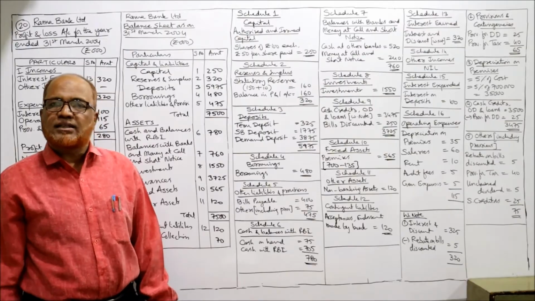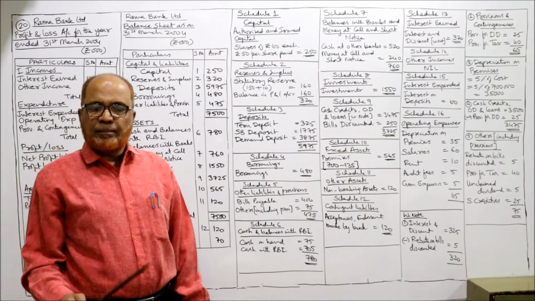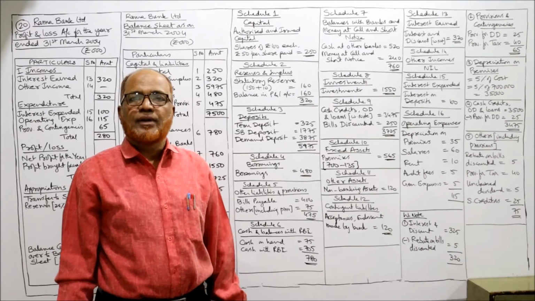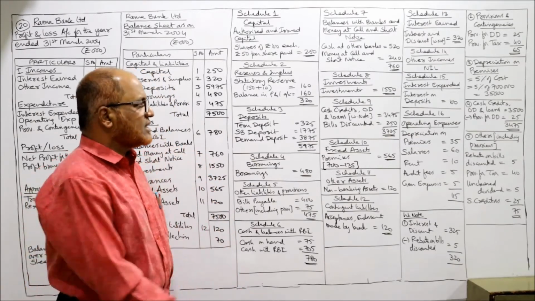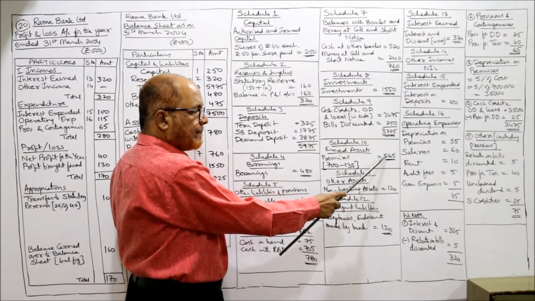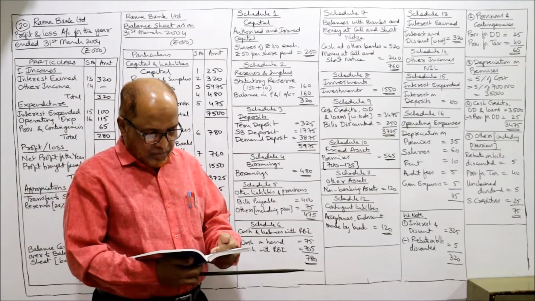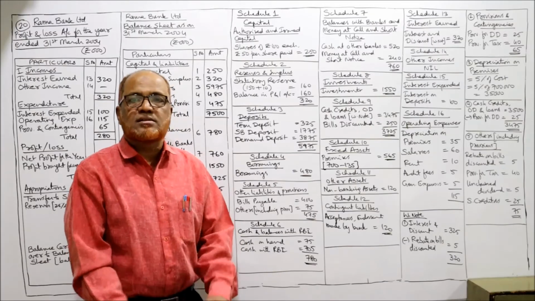पहले WDV 600 था. At the beginning of the year, WDV was 600. Current year, how much depreciation? 35. So 600 minus 35, 565. Here you can see 565. This is the rate. Next one is provide 25,000 for doubtful debts.